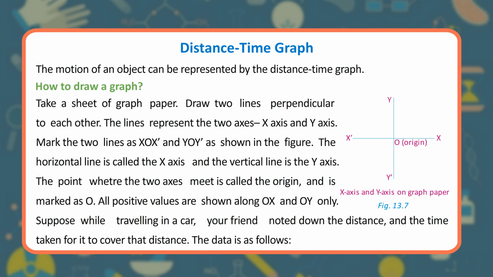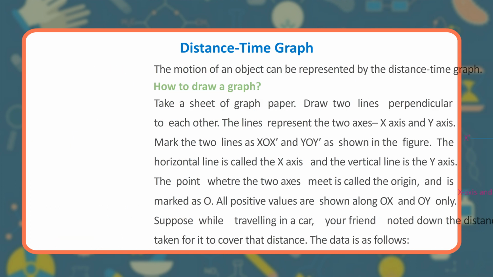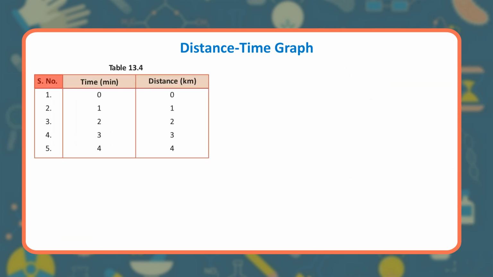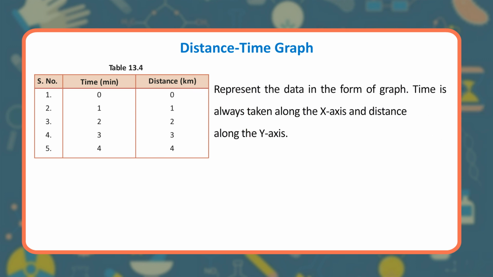Suppose while traveling in a car, your friend noted down the distance and the time taken for it to cover that distance. The data is as follows. Table. Serial number, Time in min, Distance in km: 1, 0, 0; 2, 1, 1; 3, 2, 2; 4, 3, 3; 5, 4, 4. Represent the data in the form of a graph.